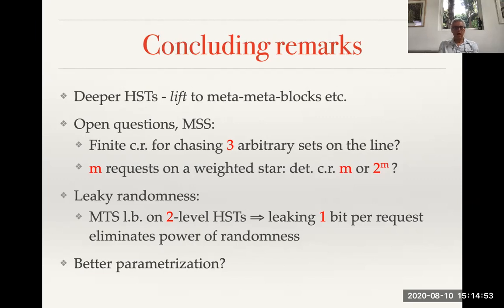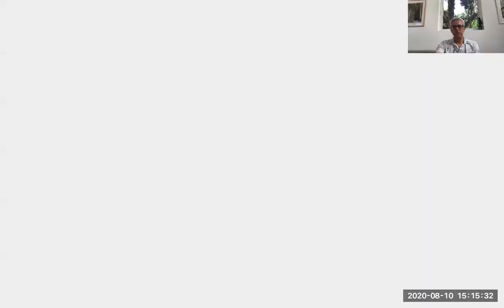And finally, in some sense, the results here are disappointing because they don't explain why certain metrical task systems have much better than worst case competitive ratios. There is a question of, can we find a better parameterization of metrical task systems that actually explains more of the behavior of specific online problems.